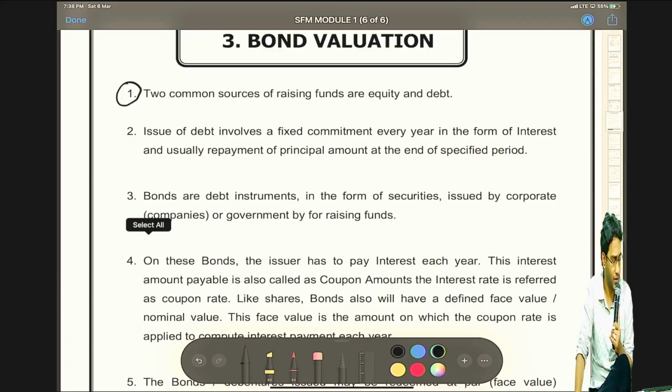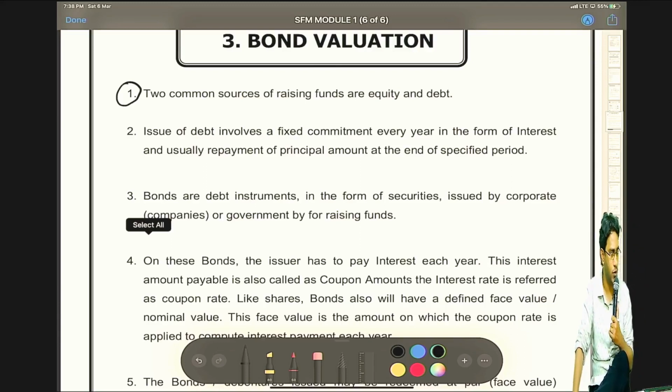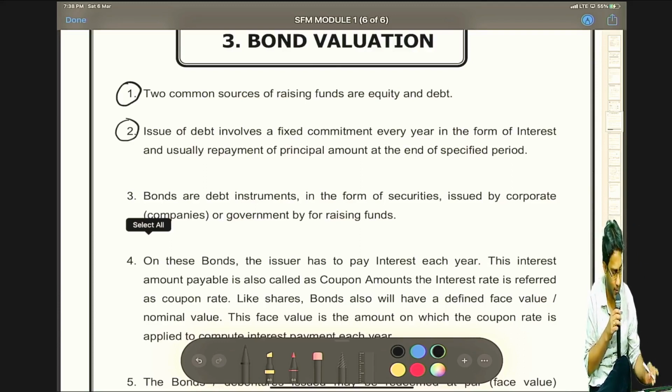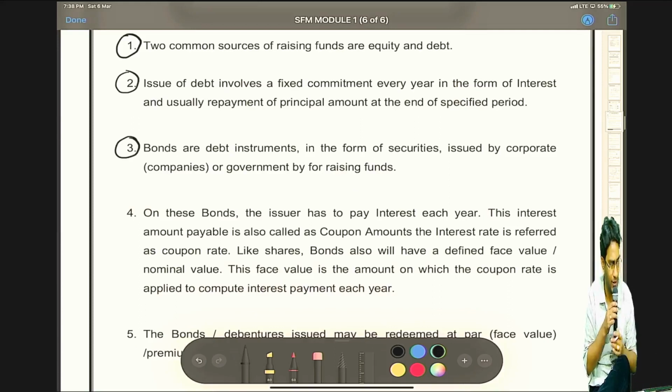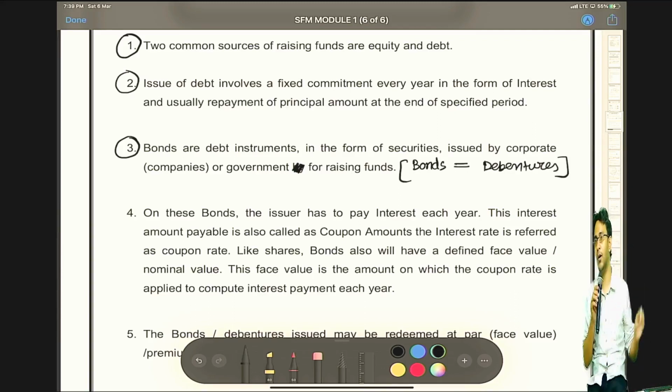Two common sources of raising funds are equity and debt, for whom company can raise money either by equity or by debt. Issue of a debt involves a fixed commitment every year in the form of interest and usually repayment of principal amount at the end of a specified period. You make borrowing, then you will have interest and principal commitments. Now what is a bond? A bond is a debt instrument in the form of securities issued by corporate companies or government for raising funds. Bond is equal to debenture. They both are same only, sir. No difference at all.